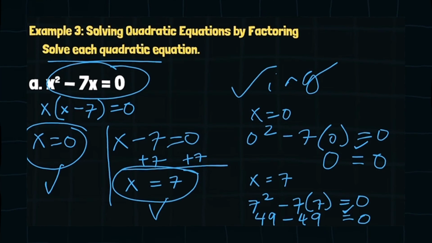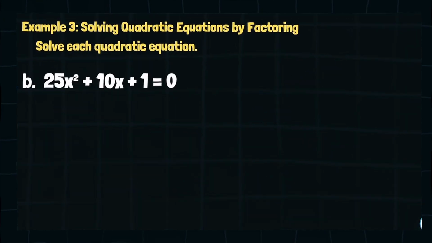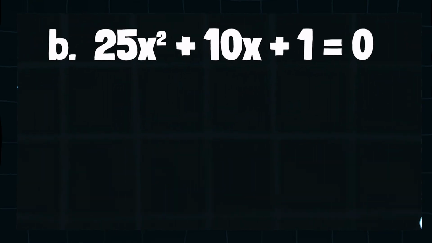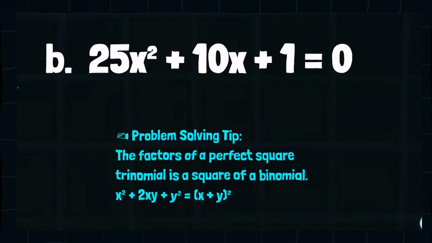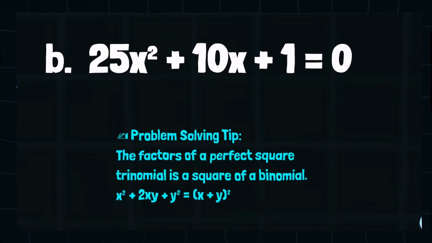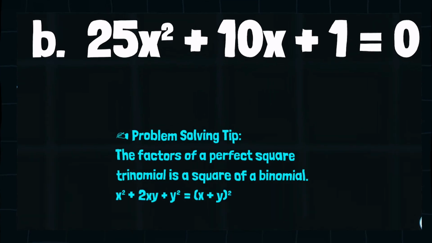For our second example, we have 25x squared plus 10x plus 1 equals 0. I'm going to share with you a problem-solving tip for this particular problem. Remember this pattern: the factor of a perfect square trinomial is the square of a binomial. x squared plus 2xy plus y squared equals the quantity x plus y squared. I suggest that you write it and even memorize it, because that would be helpful for problems like this.